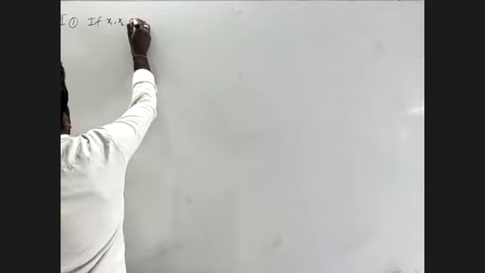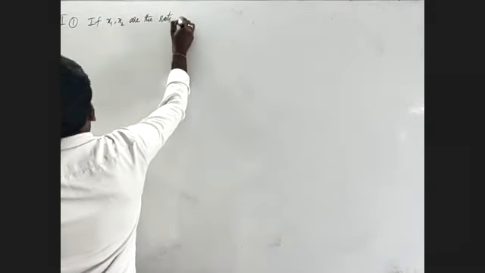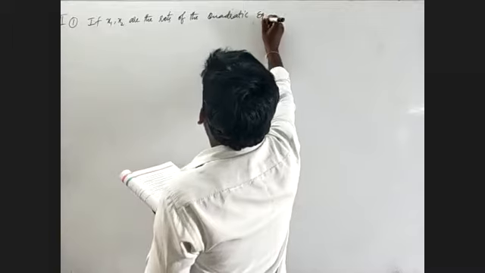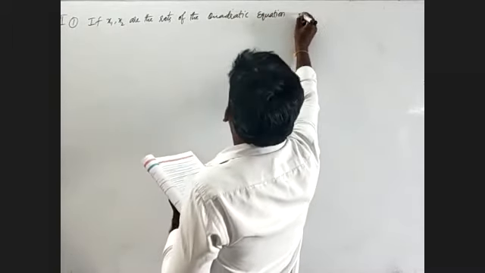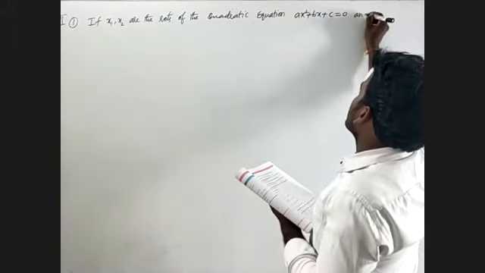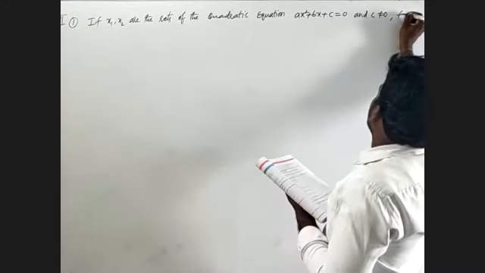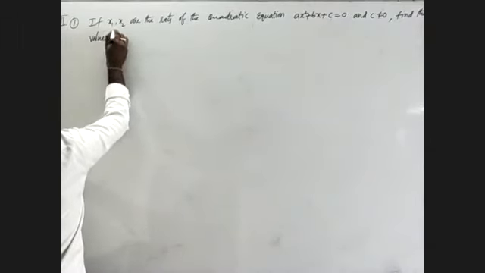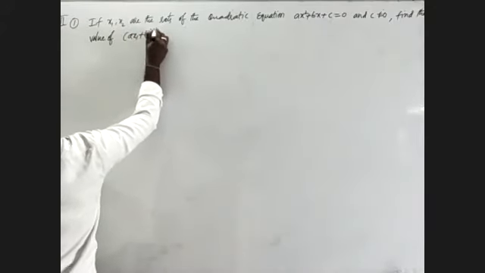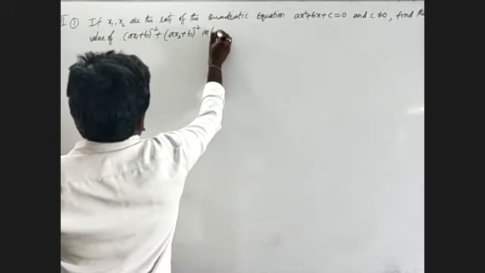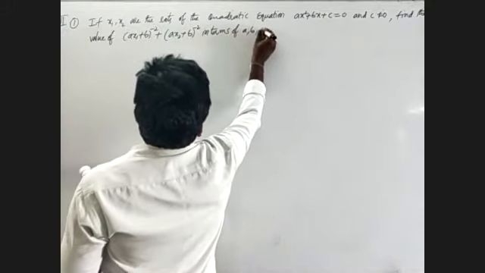If x1, x2 are the roots of the quadratic equation ax² + bx + c = 0 and c does not equal 0, find the value of (ax1 + b)^(-2) + (ax2 + b)^(-2) in terms of a, b, c.